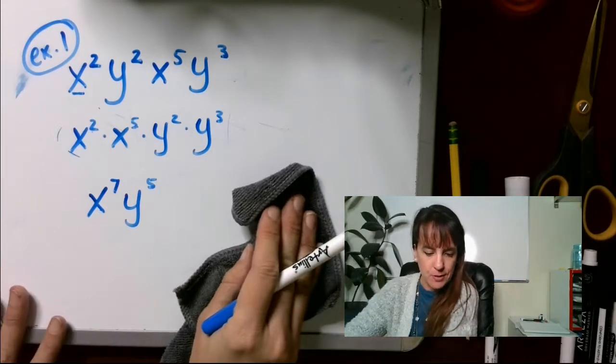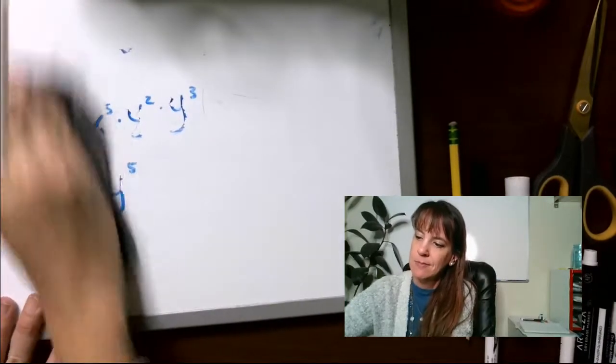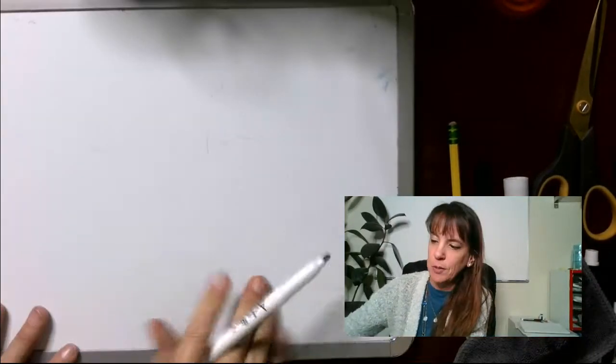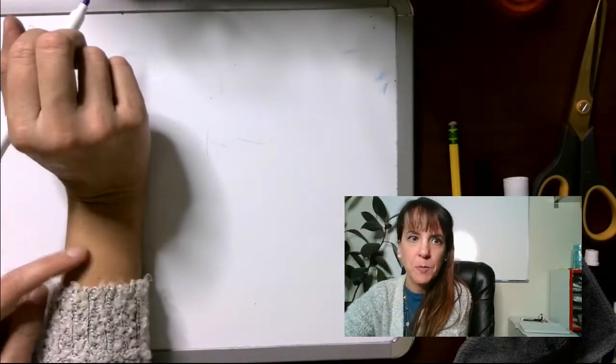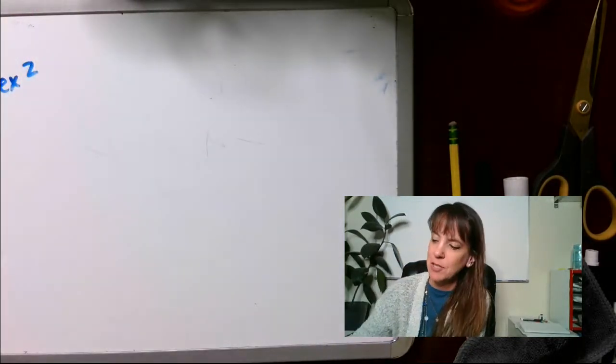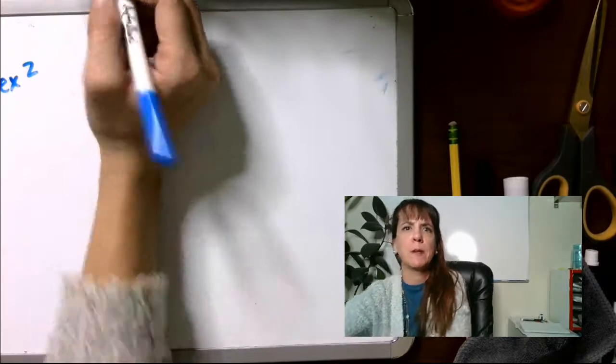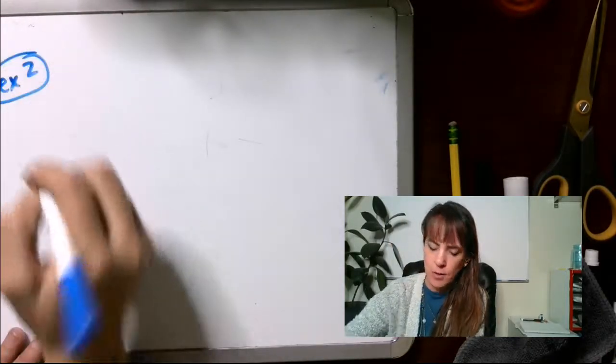All right, so let's try example number 2. Tall girl problems, by the way. I'm almost 6 feet tall, which means I never have sweaters that are long enough. And so when I'm reaching, it's annoying.